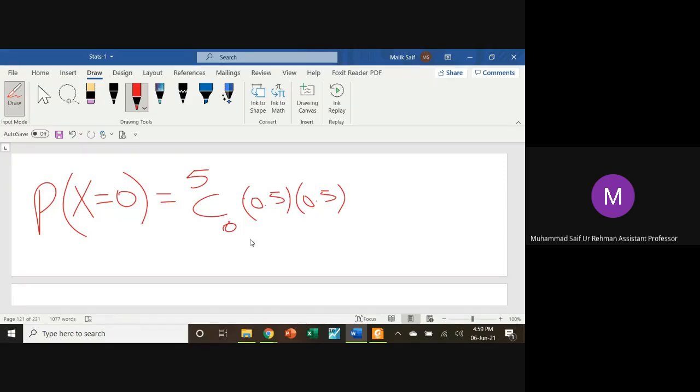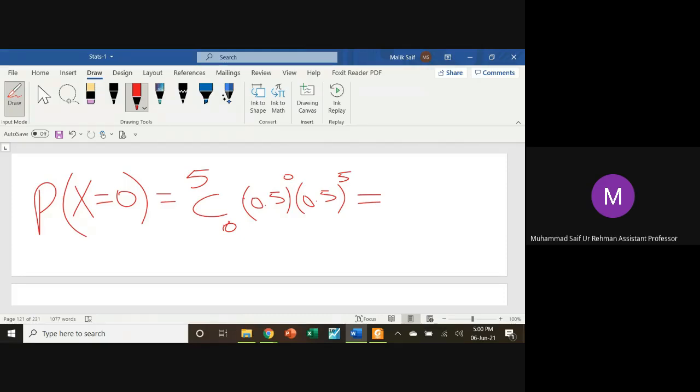You are saying that no head has occurred, so the probability for head was 0.5, and its power will be 0. And 5 minus 0 will be there. 5 minus 0 is equal to 5. It means that 5 times tail has occurred, and not a single time was head there. Fine. 5C0 is equal to 1. 0.5 power 0 is equal to 1. 0.5 power 5, what is this? Yes, what is the answer?